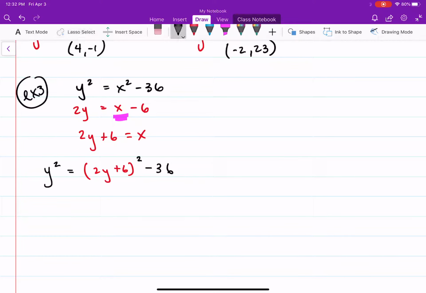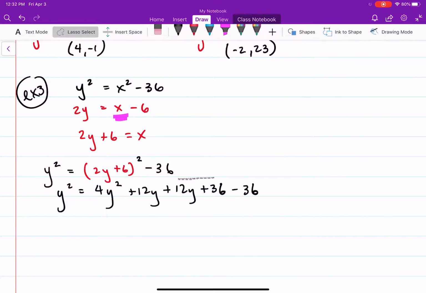So if that's the case, then this is what's going to happen. I'm going to have y squared is equal to 4y squared plus 12y plus 12y plus 36, and then minus 36. So maybe what I should do here still is to do this for you and make that red, so you know that that parentheses gave you this, okay?